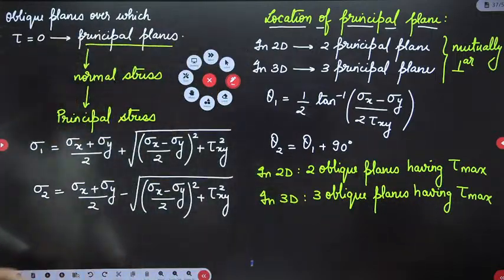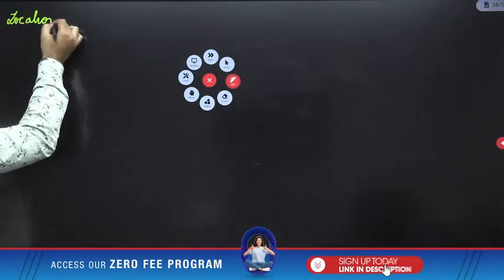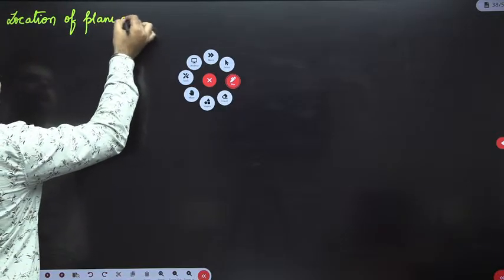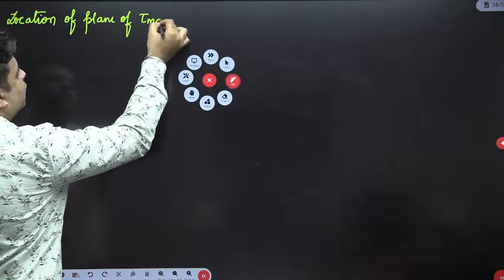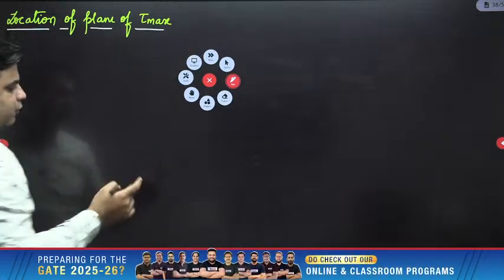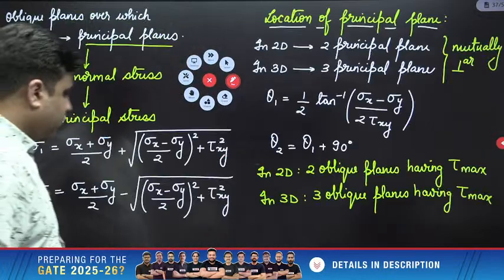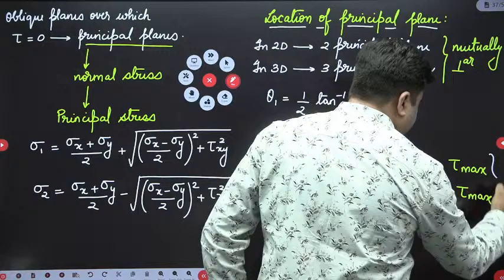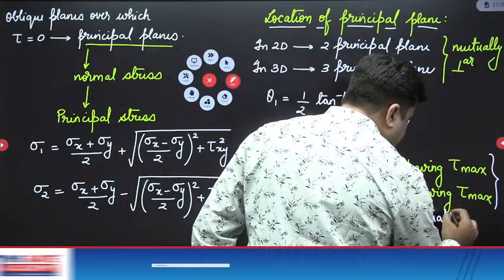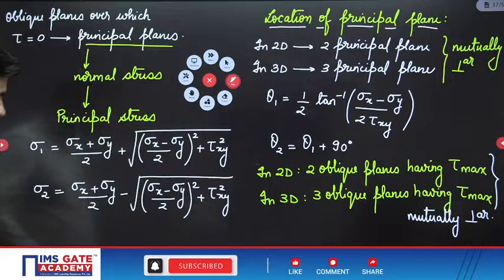Now, next is the location of plane of tau max. First of all, these planes of maximum shear stress will again be mutually perpendicular to each other. Here also I should write, again all these planes will be mutually perpendicular to each other. If you talk about 2D, the planes will be mutually perpendicular. If you talk about 3D, again the planes will be mutually perpendicular to each other.